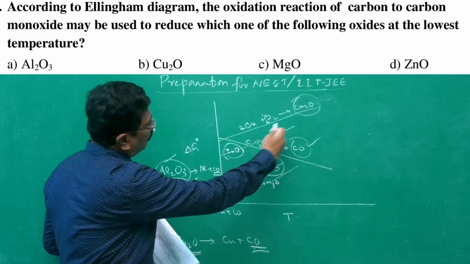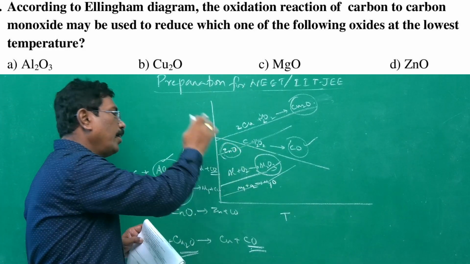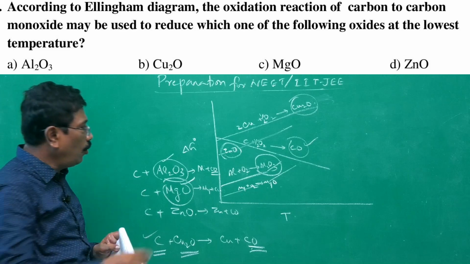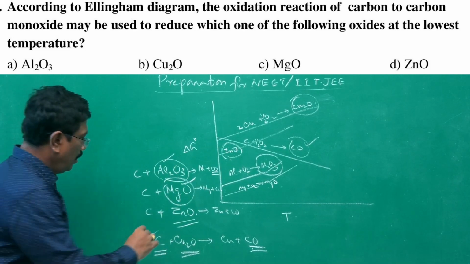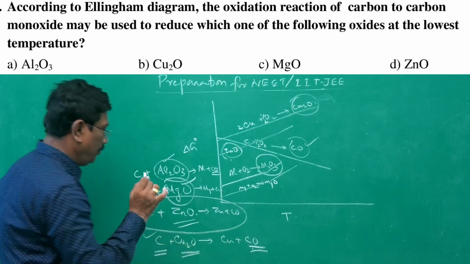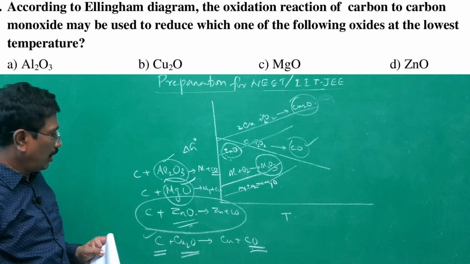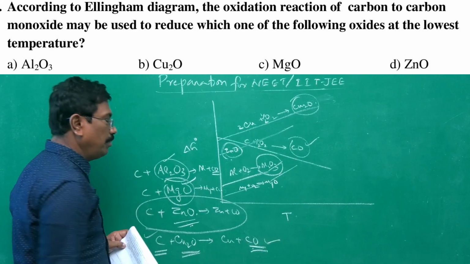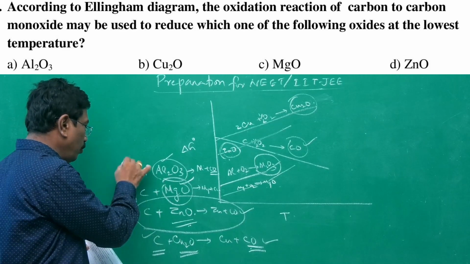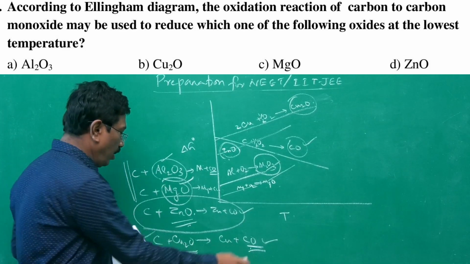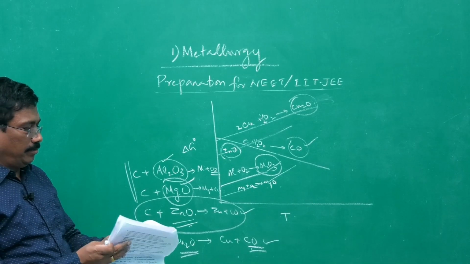At higher temperature, of course, it goes up. At higher temperature, carbon can reduce zinc oxide. But at lower temperature, zinc oxide cannot be reduced. Only this reaction is feasible at lower temperature, and this reaction is feasible at higher temperature. At all temperatures, these two are not feasible. The question is at lower temperature. Therefore, option B.